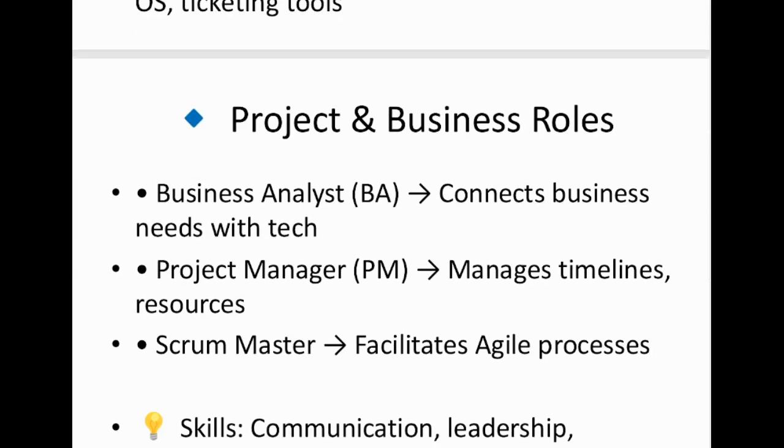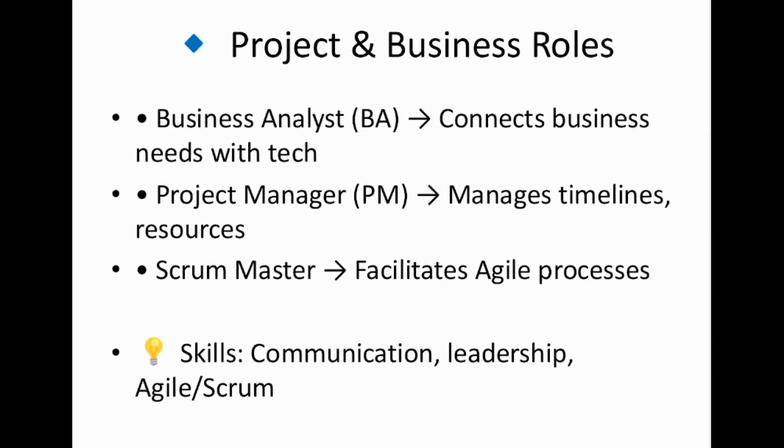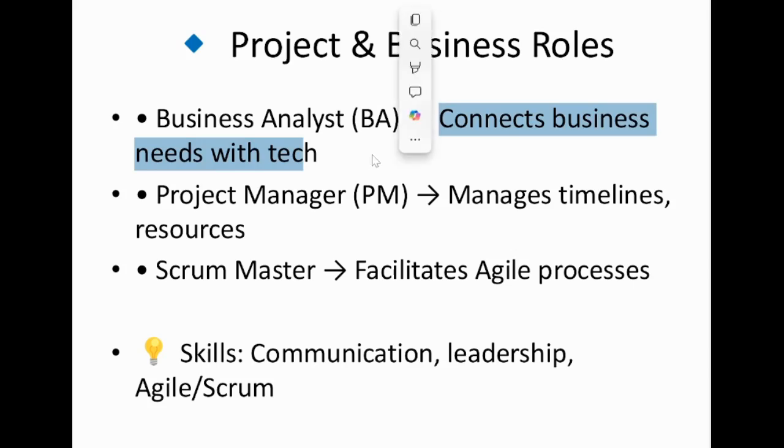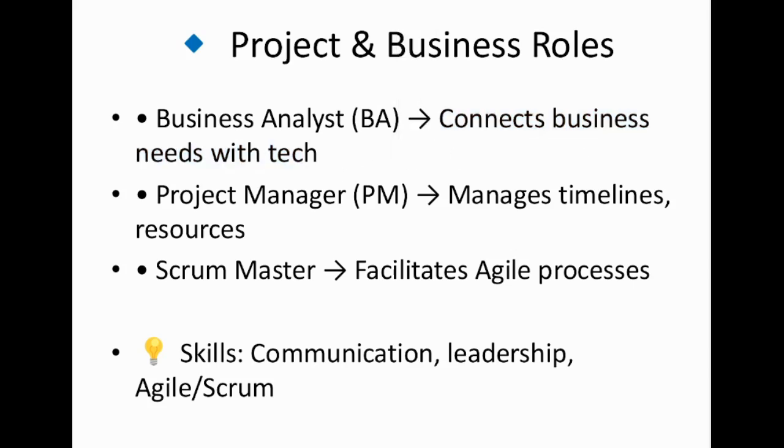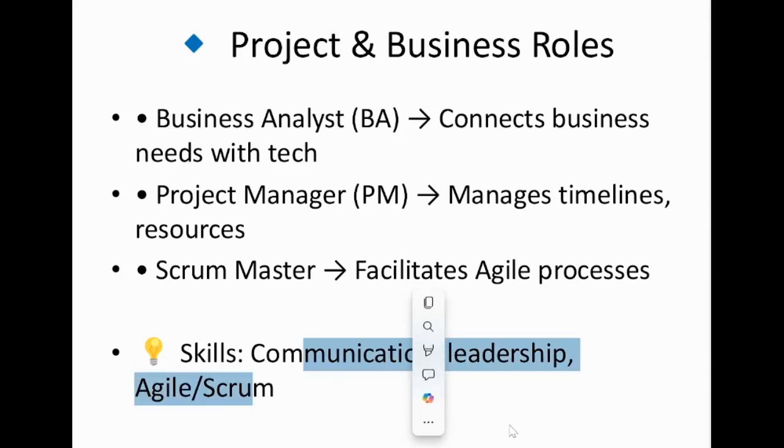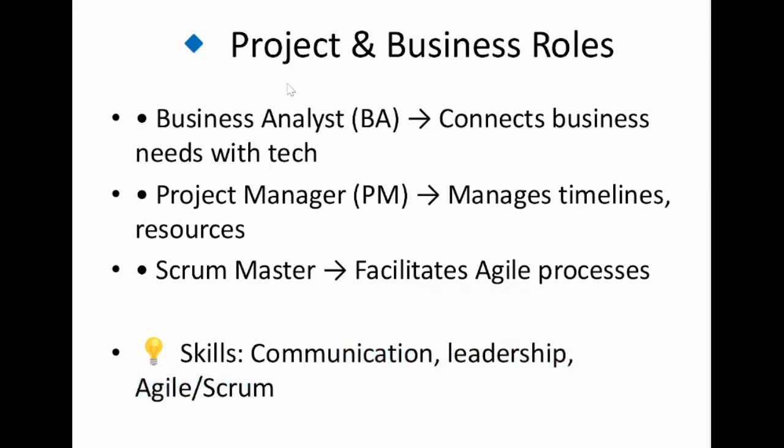Next are the project and business roles. Business analyst, here its main work is to connect business needs with technology. And project manager manages timelines and resources. A scrum master facilitates agile processes. Skills are communication, leadership, agile, scrum. These are the skills. So this is the project and business role.